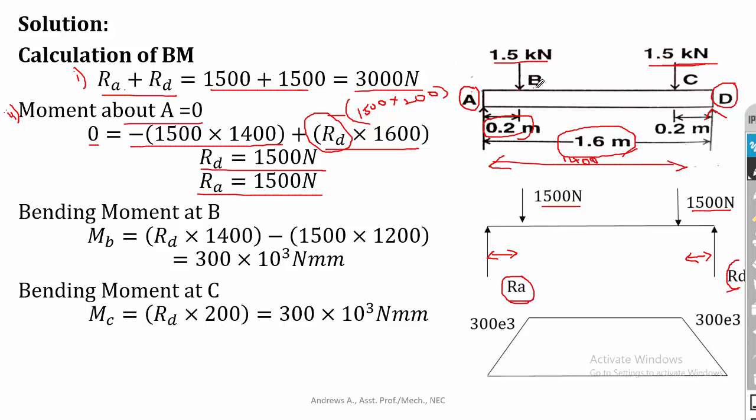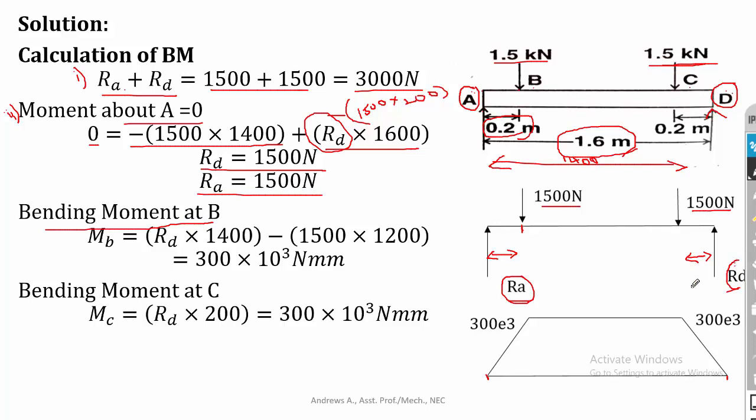So here we have A, B, C and D. So we have to calculate the bending moment at these 4 points. And we know that the bending moment at the extreme end in the case of a simply supported beam is 0. So bending moment at A is 0 and bending moment at D is equal to 0. So we will calculate the bending moment at point B. Consider the forces on the right side. Two forces are acting. One is RD and another one is 1500 Newton.